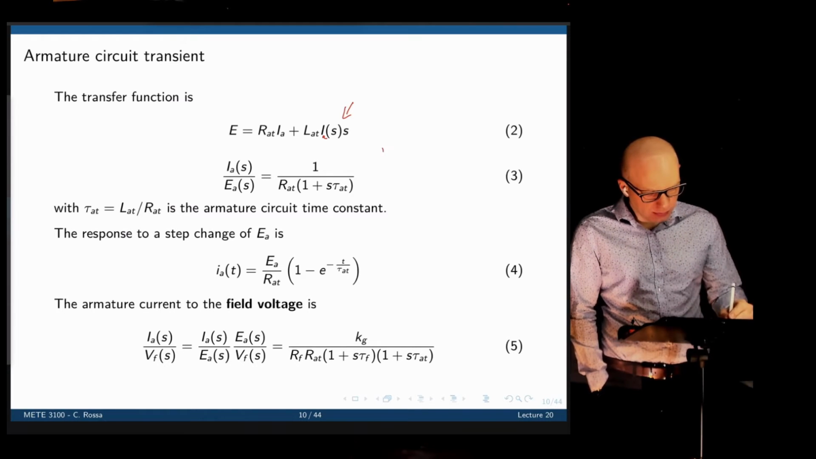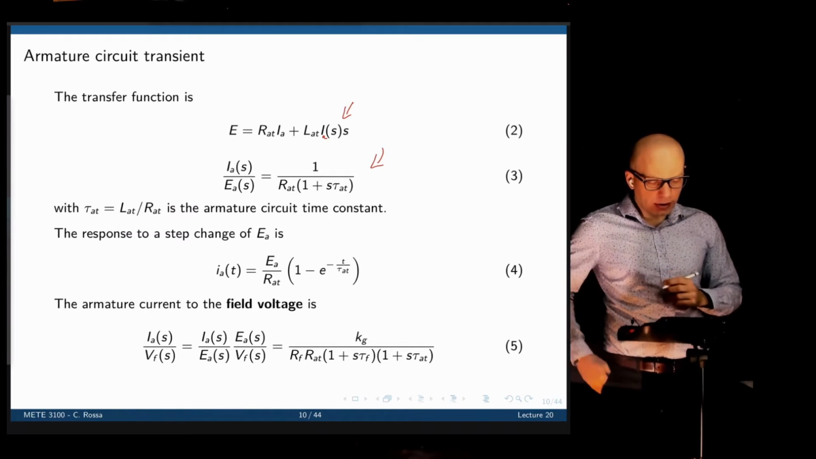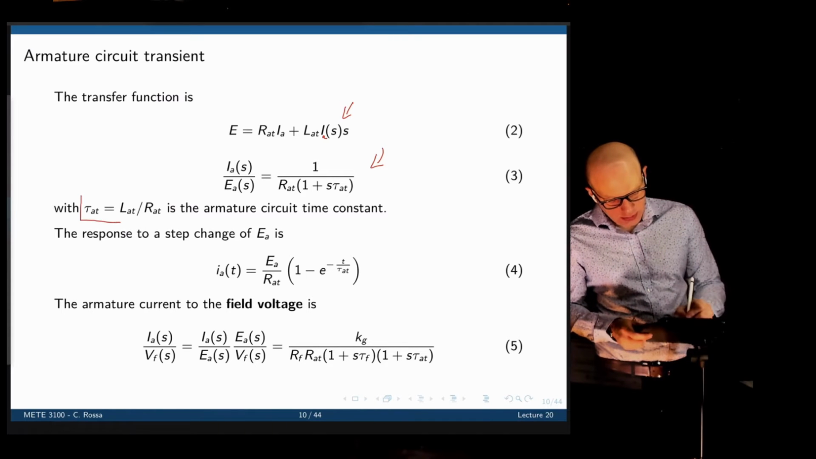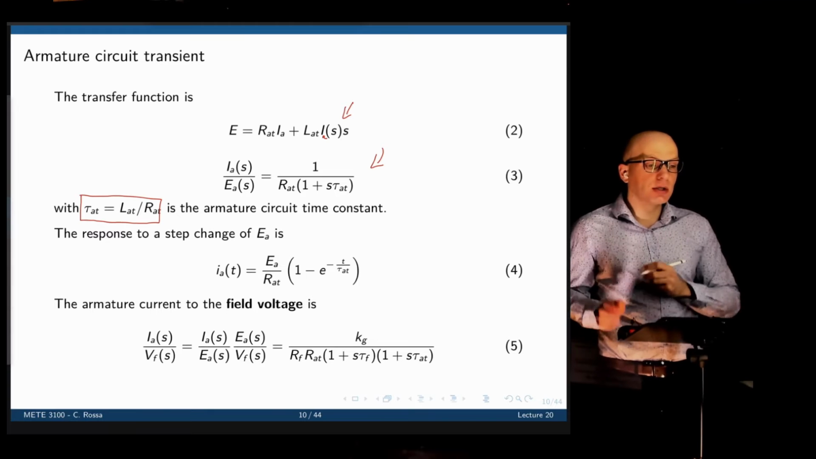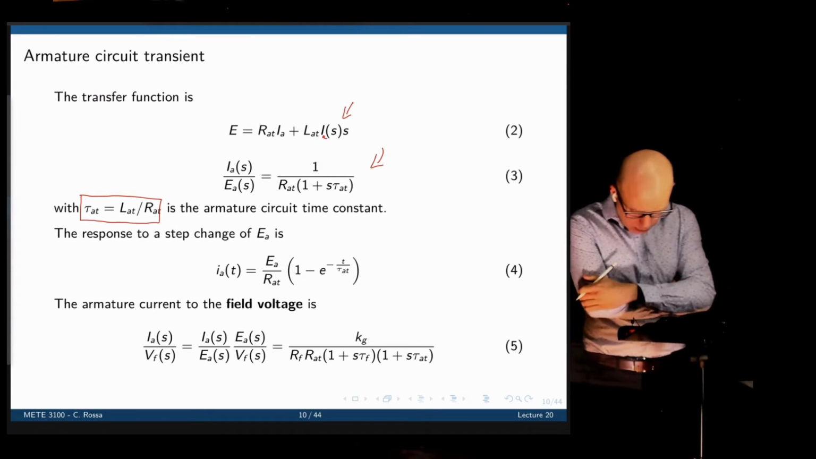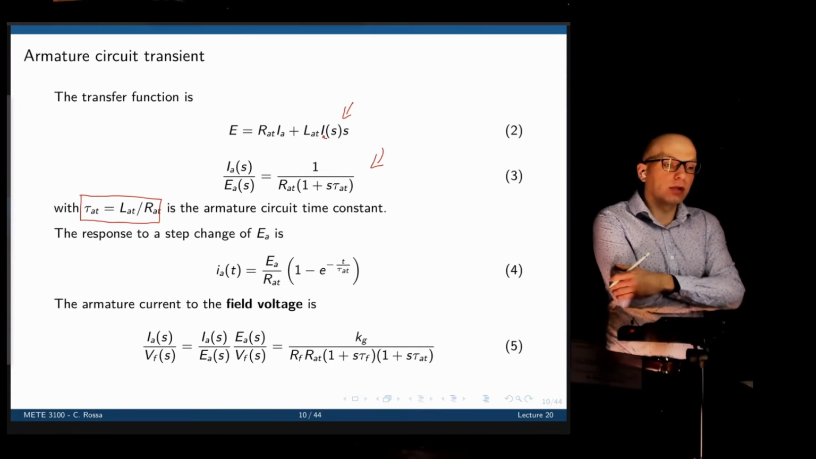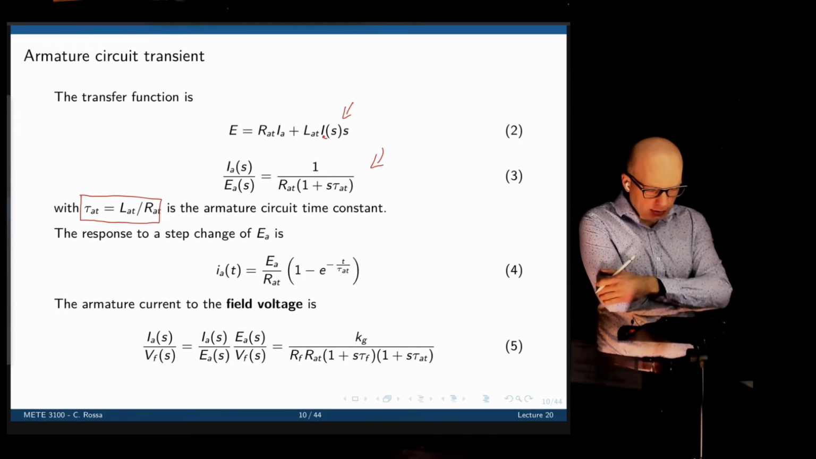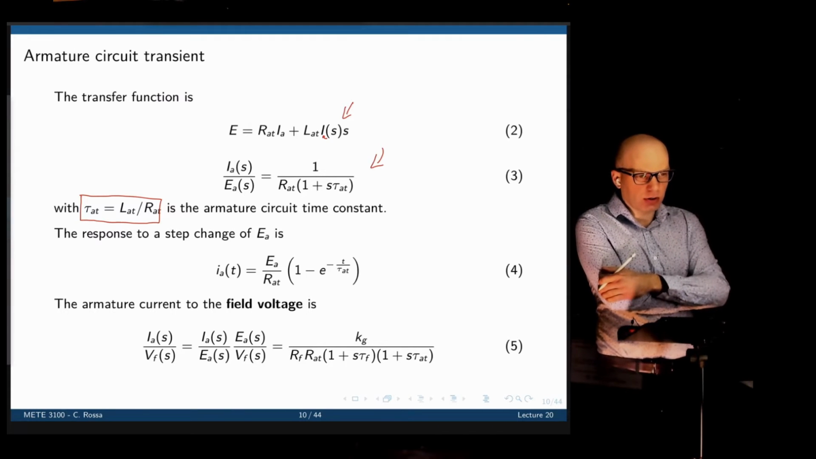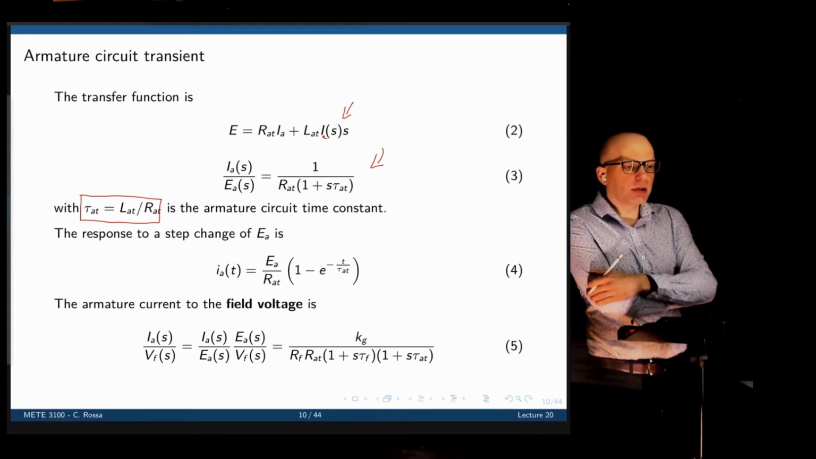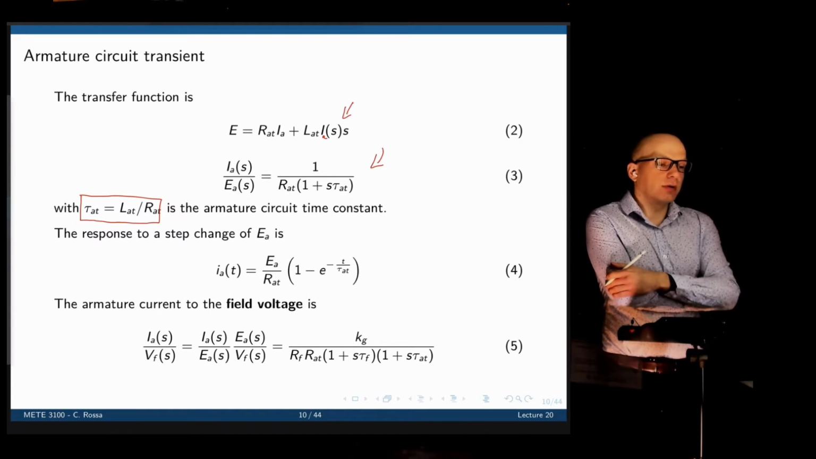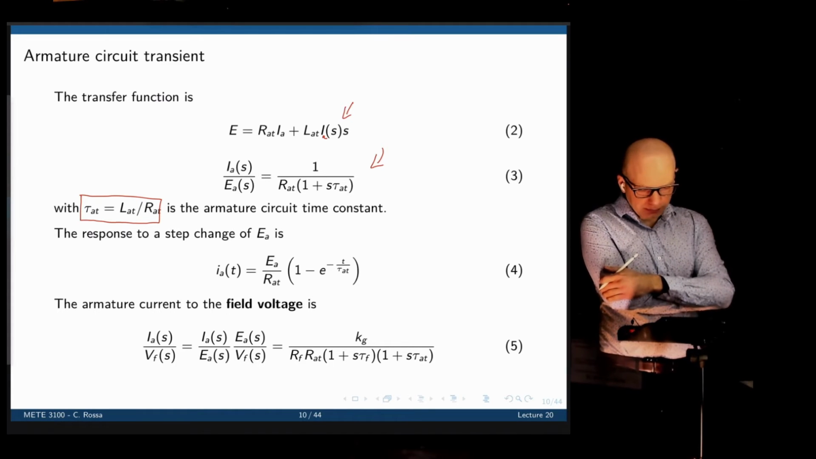And here it is. And again, you're using the same artifact that here we are going to talk about in terms of time constant. The time constant is the total inductance divided by the total resistance. That's the armature circuit time constant, which is typically much lower than the rotor time constant.